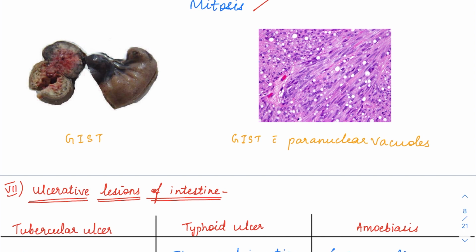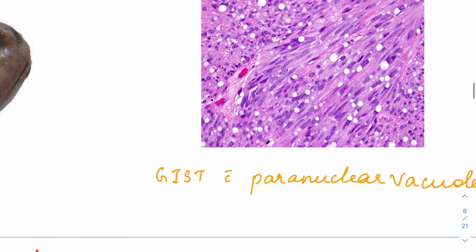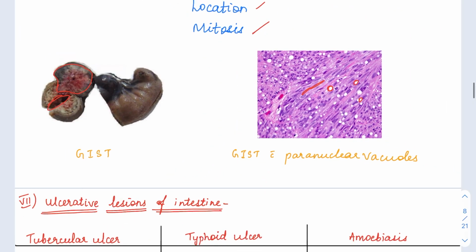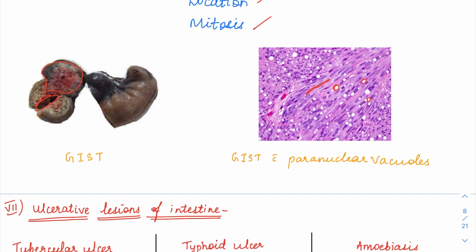So this is the gross image I mentioned. This is the luminal aspect, but the tumor is not arising in the luminal aspect. You see the tumor arising from the wall of the stomach. So this entire thing arising from the outer aspect is going to be the GIST, because its origin is going to be from the muscularis propria. Microscopically, it is all composed of these spindle cells, and here you also see these kind of paranuclear vacuoles. These paranuclear vacuoles are characteristically seen in GIST involving the stomach.